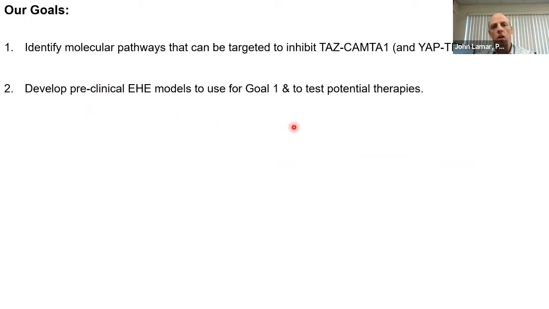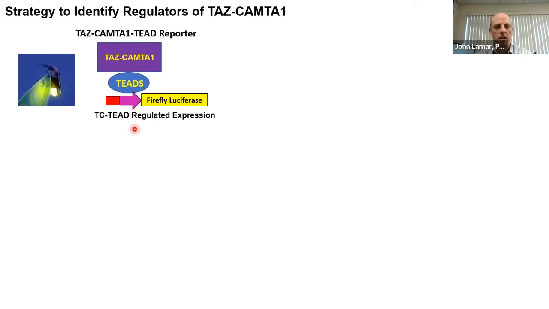As part of that goal, we are also trying to develop EHE model systems that we can use to test some of these pathways that we identify. I'll tell you about that very briefly at the end. So the strategy that we're using to try to identify regulators of these fusion proteins uses a technique that researchers have used in the past, and it essentially borrows some biology from the firefly.